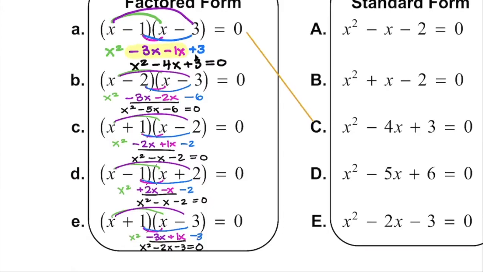Next, I'm looking for x squared minus 5x minus 6, which is capital D. Next, x squared minus x minus 2, which is capital B. Next, x squared minus x minus 2, which is capital A. And then that means the last one, x squared minus 2x minus 3, goes with letter E.